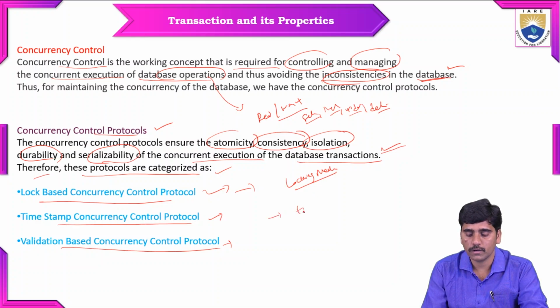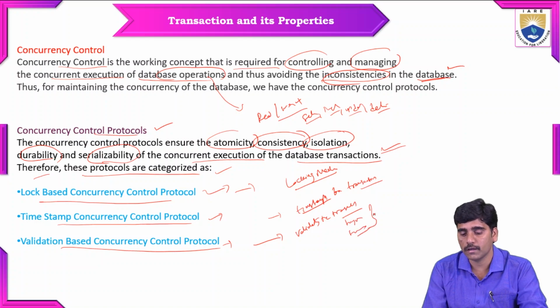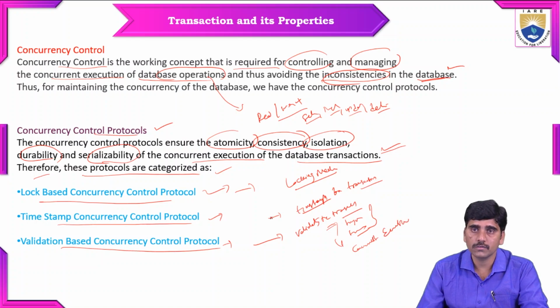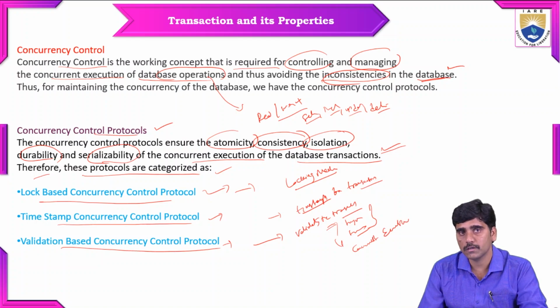With timestamps, we can use a timestamp for each and every transaction to manage the concurrent execution process. And validation validates the transaction based on the transaction type, the timing, and other validation criteria. Based on that, it controls the concurrent execution. So these are some methods to control the concurrent execution process.